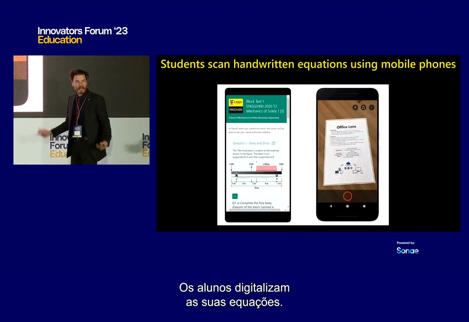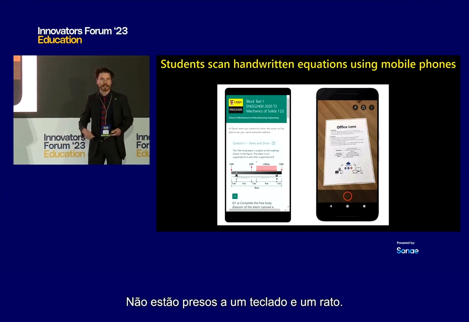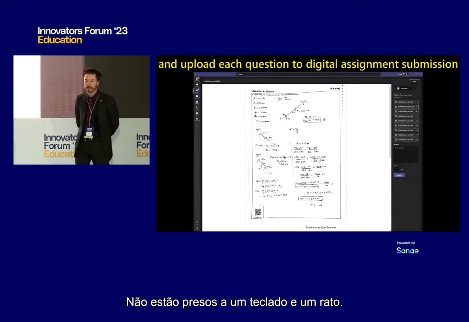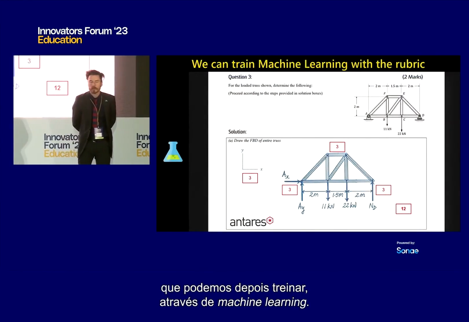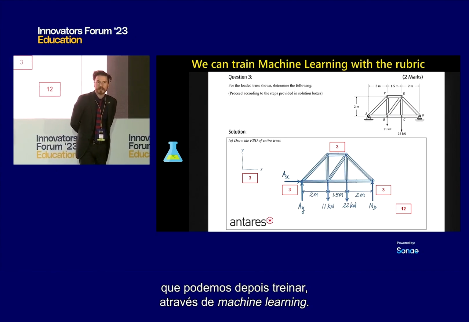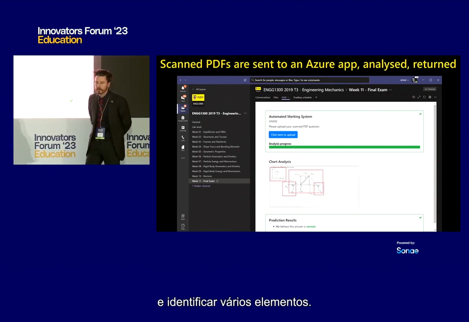Students scan their handwritten equations. This is a system of equality where they get to show everything. They're not tied down to a keyboard and mouse. And we then digitize that physical system, which we are able to then train using machine learning. The machine learning can analyze the ink that was drawn by the students and it can identify different components.